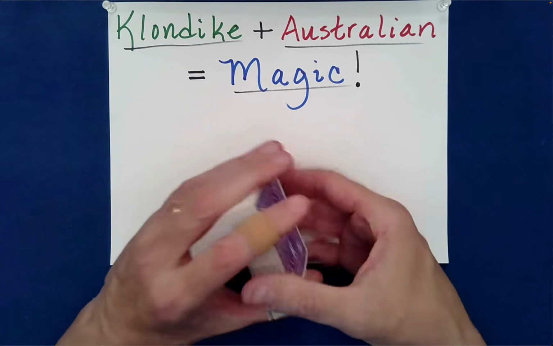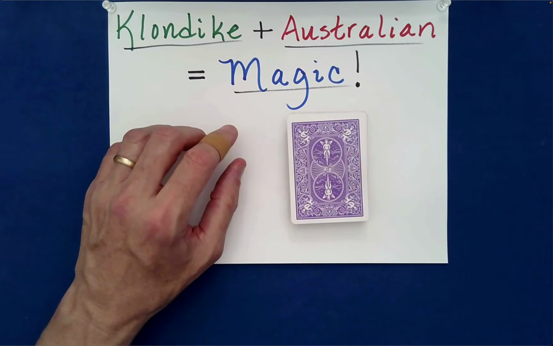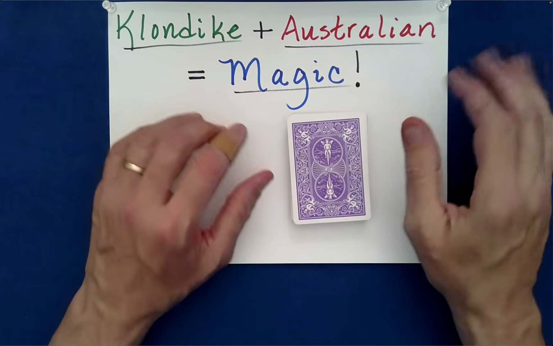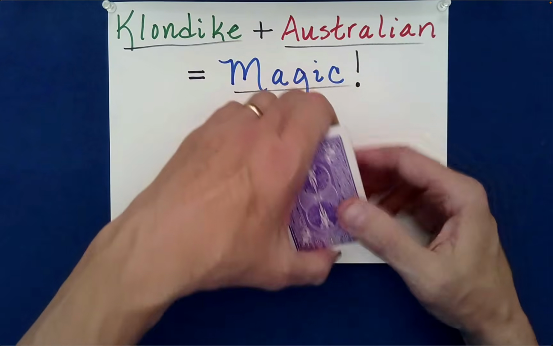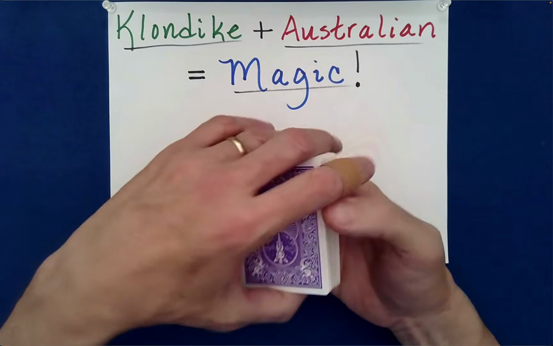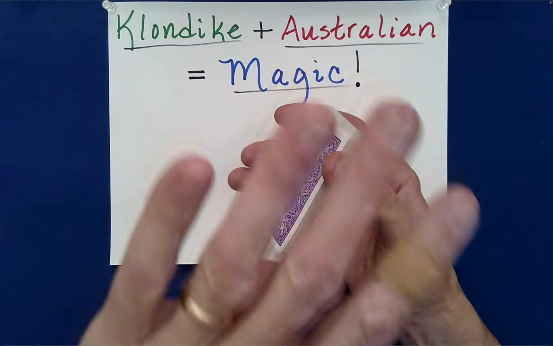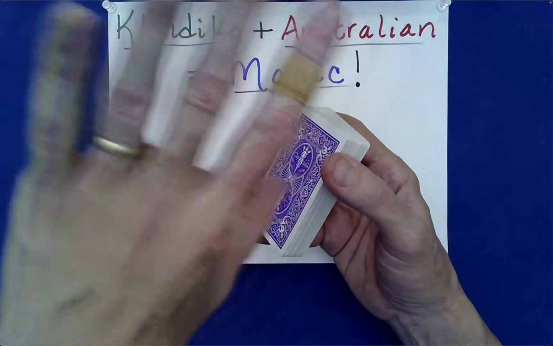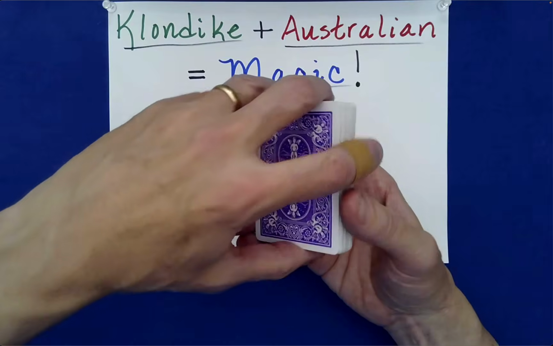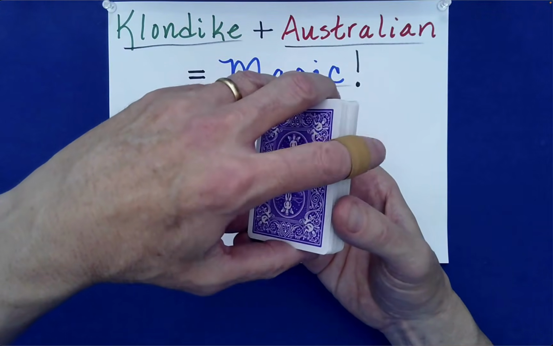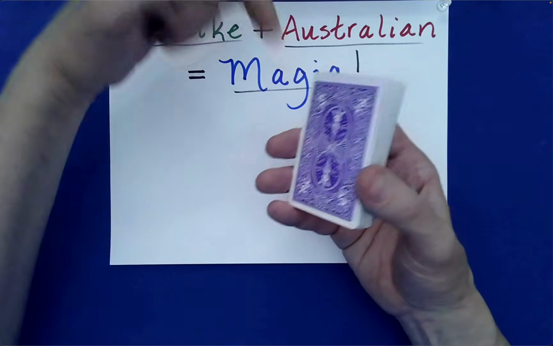So they've just seen you mix the cards, and now you tell them, well, for this effect, we need something called a prediction card. So what I'm going to do is just look at the deck and find a prediction card, but I'm not going to change the order of any of the other cards. That's important.